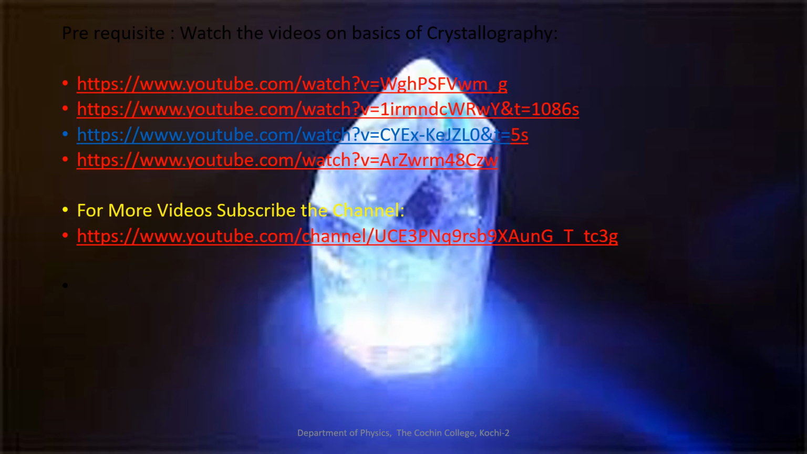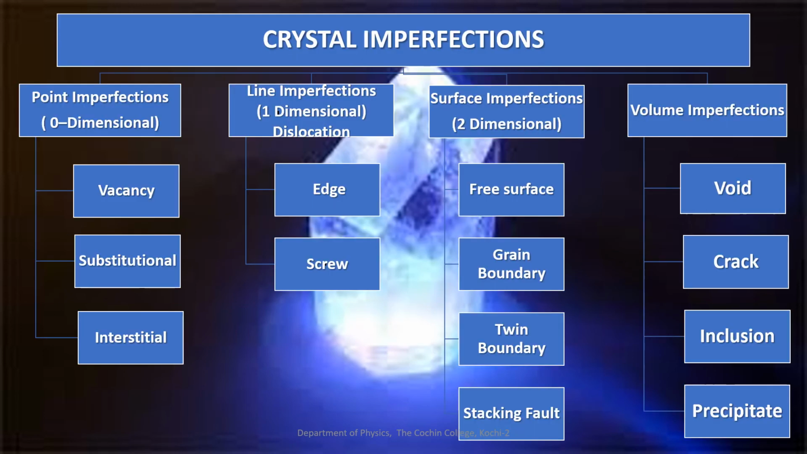Okay, so now we can move in detail about crystal defects. Crystal imperfections are classified into 4 groups. As you can see here, they are zero-dimensional or point imperfections, one-dimensional or line imperfections, then surface imperfections, and volume imperfections. Point imperfections are again classified into 3: vacancy, substitutional, and interstitial.